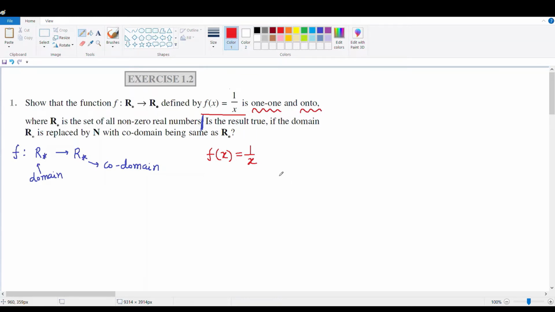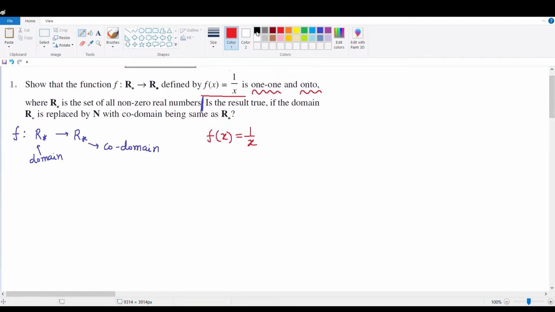onto. Okay, show that the function f defined by f of x equals 1 over x is 1-1 and onto. That means we are given that the function is 1-1 as well as onto. We just need to prove that the function is 1-1 and onto. Now since we have to prove it, we cannot use a counter example because there is none, because it is correct. So you won't be able to find a counter example, so we'll have to literally prove it. So let's start with proving 1-1.